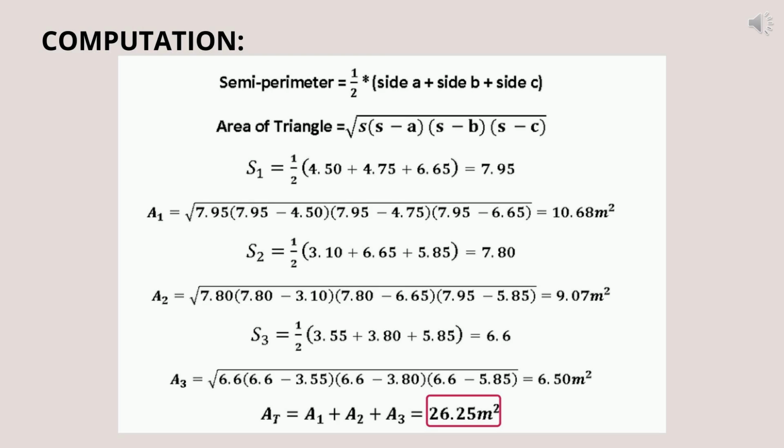And to get the total area, just take the sum of the areas of every triangle and you'll get 26.25 meters squared.